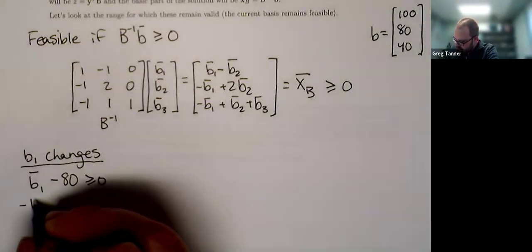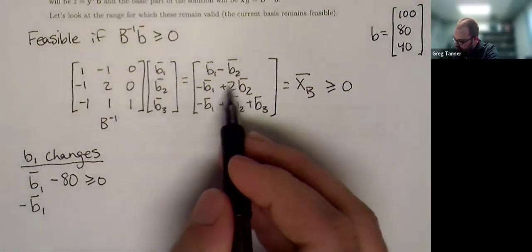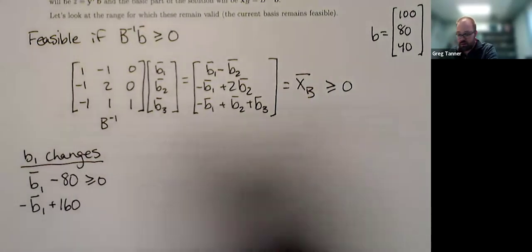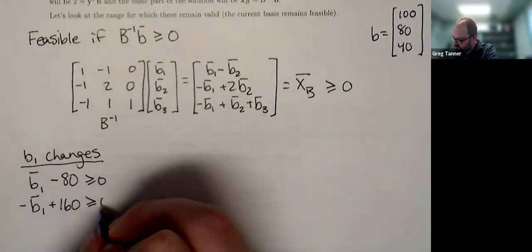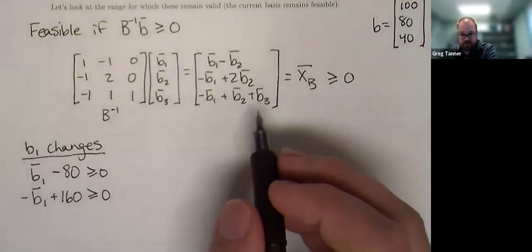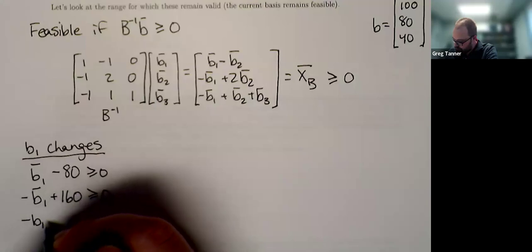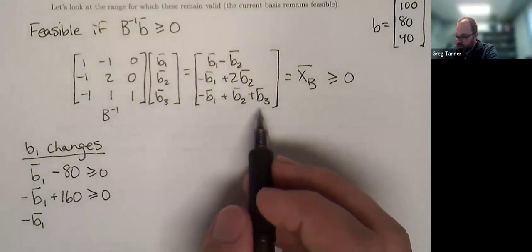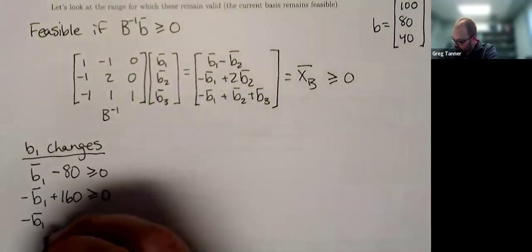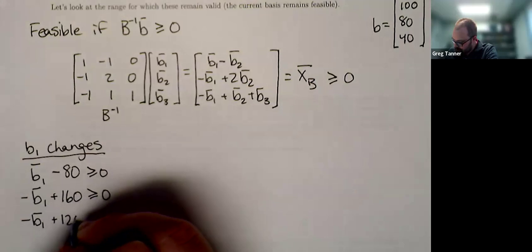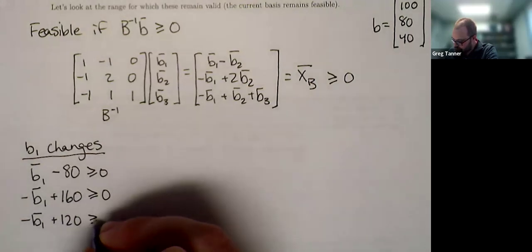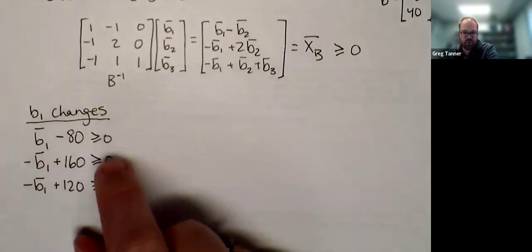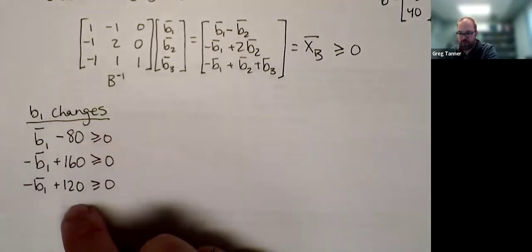Second constraint becomes negative B1 bar plus 2B2, so plus 160. We're keeping B2 locked at its original value. And then here, this constraint becomes negative B1 bar plus B2 plus B3. And so 80 plus 40, so plus 120, greater than or equal to 0. And now we want to essentially come up with what's the region where all three of these constraints are true.